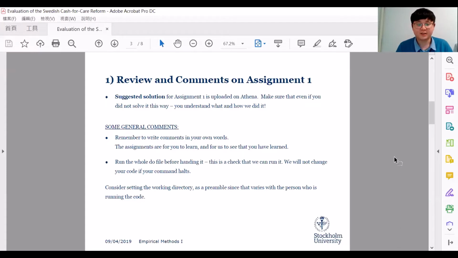And second, you should run the whole do file before handing it in, because in this way you can check whether your code works or not.